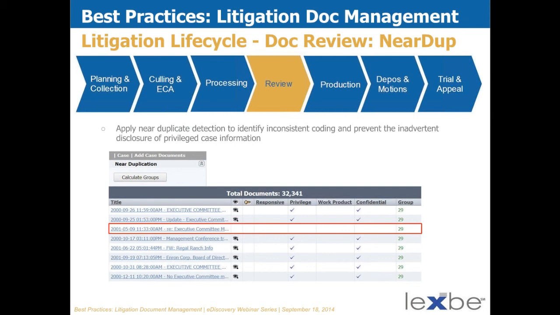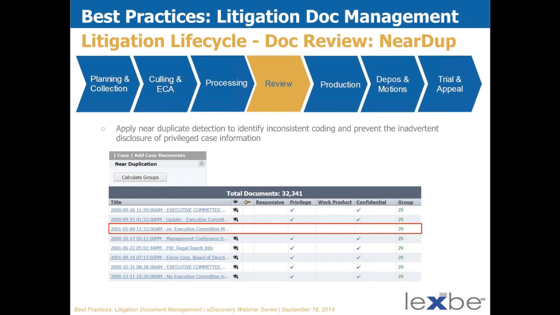As you can see here, the other documents in this grouping have been marked privileged. And then we've applied the NearDup groupings here, and we've identified a document that has near duplicate, near identical content as these other documents that have been marked privileged. But for some reason, it hasn't been marked that way. It also hasn't been reviewed.